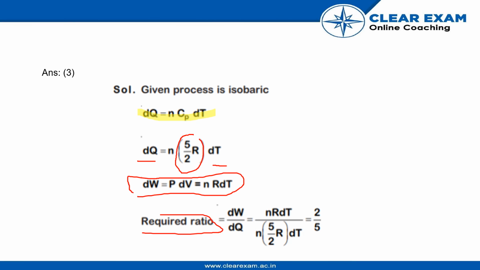So the required ratio will be dW by dQ, where dW represents the work done, and dQ is the heat absorbed. So dW divided by dQ is equal to 2 by 5, that is the third option. So the third option is correct here.